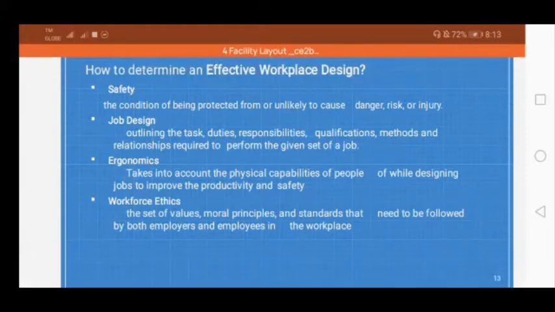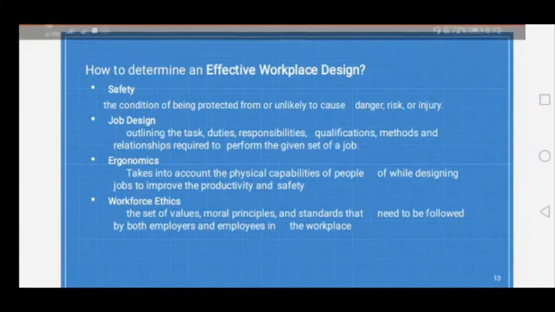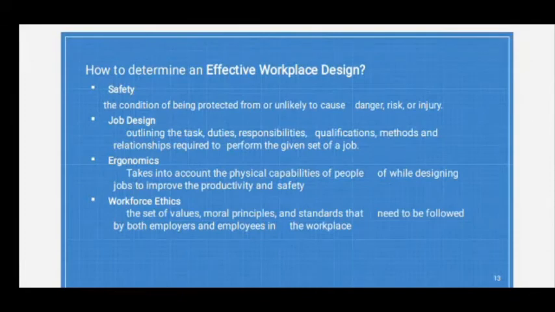We can consider that it is very effective in lessening absenteeism, because the workplace is ergonomically designed so you don't get sick right away, and so on. Then the last one is workforce ethics. It is a set of values, moral principles and standards that need to be followed by both employers and employees in the workplace.